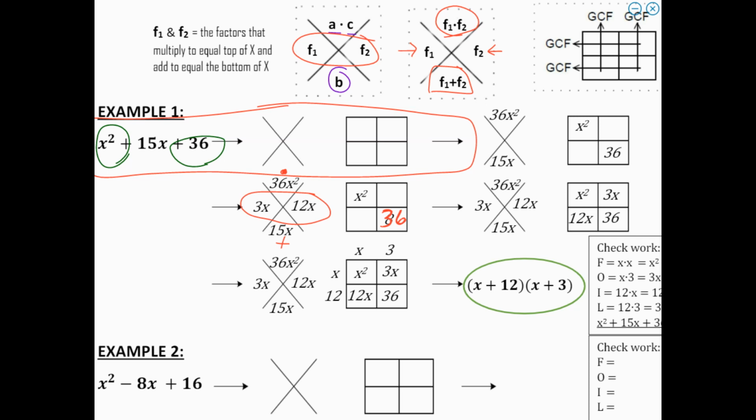So now that I've determined what my two factors are going to be, I can use that information to fill in my other two boxes. That's where those came in. Doesn't matter which one you put where. Okay? Just one goes in one box and one goes in the other.